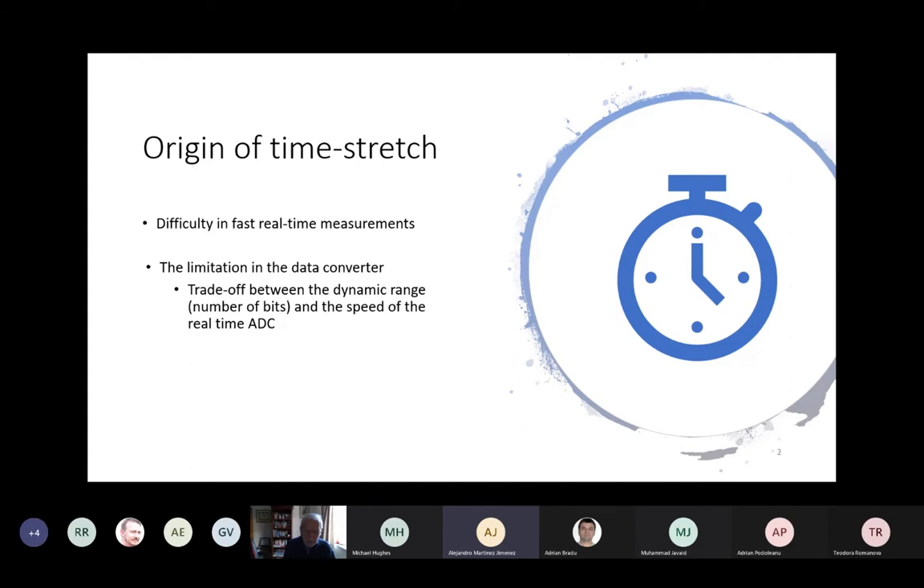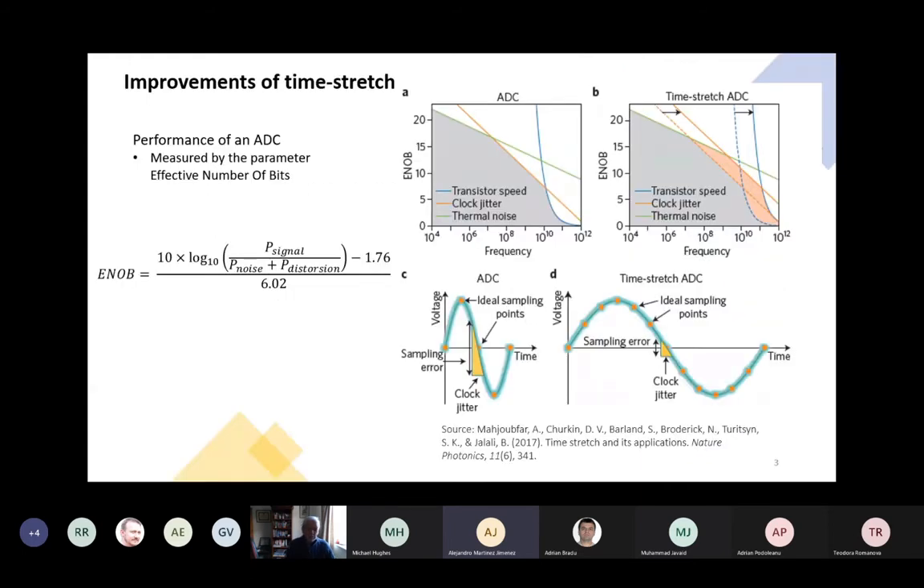The first is that we are involved in a trade-off between the sensitivity of our device, I mean the dynamic range, measured in the number of bits, and the conversion speed. As the sampling rate of the analog to digital converter increases, its dynamic range, measured with the effective number of bits, reduces. We use the effective number of bits because it gives us more information about the noise.